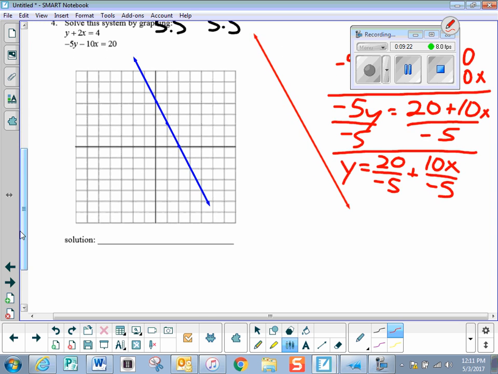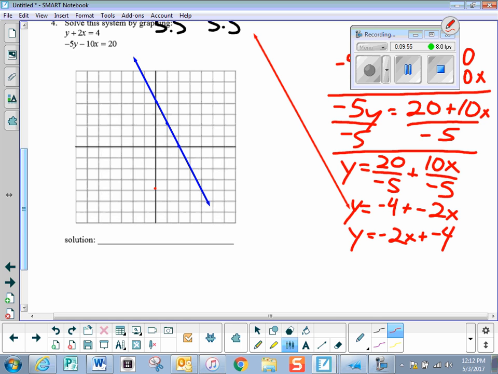They're both over -5, so I need to break them apart. When I break them apart, what do I get? Y equals -4 plus -2x. And then if I change the order, I get -2x plus a -4. Most of you got this one wrong. The top one's 2x plus 4. The bottom one's -2x plus a -4.